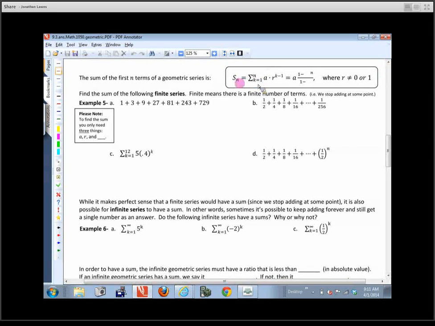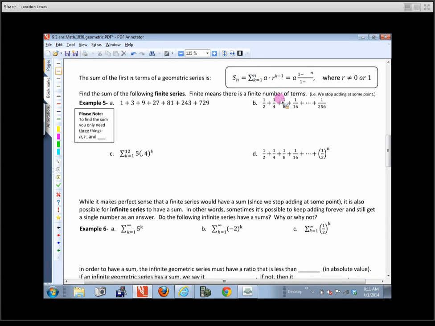So if I've got the sum of the first n terms of a geometric series, remember that's what S sub n stands for, the nth partial sum. So we start by plugging in a 1 and we stop when we plug in an n, so that for sure is a finite series. Then the sum of that, if it's geometric, the formula looks like this.